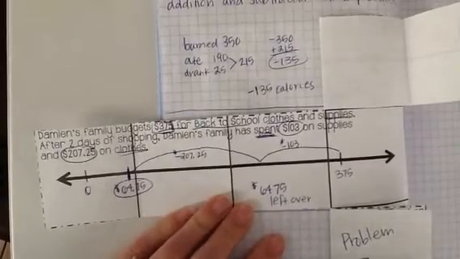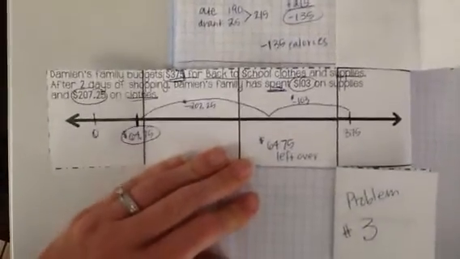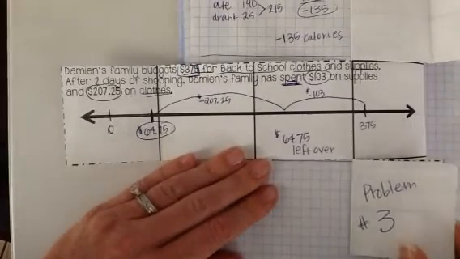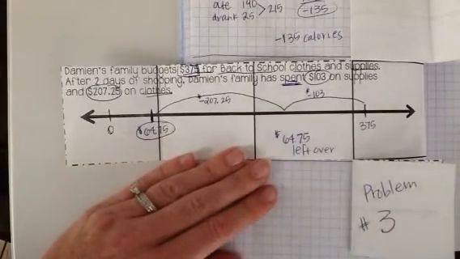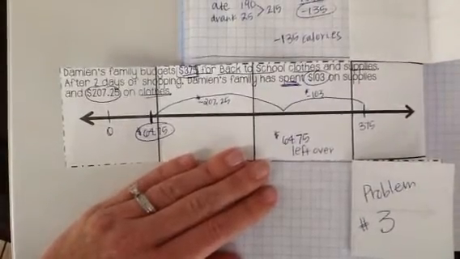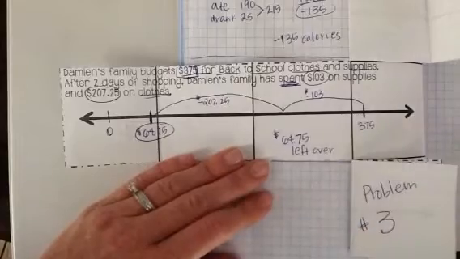I want you to go ahead and work problem 3 and then come back and play the video when you have finished it, because it's going to give you the directions for the next skill or the next thing you're going to do on the flip side. So go ahead and work it, pause the video, and then come back.